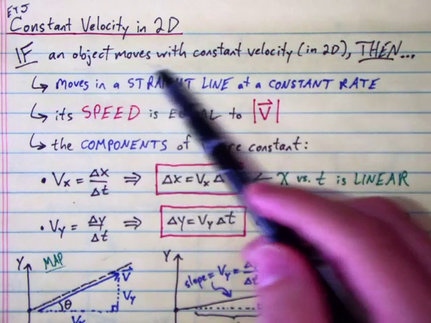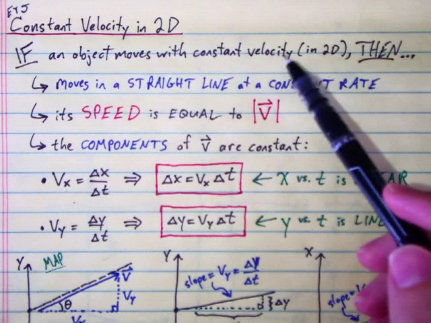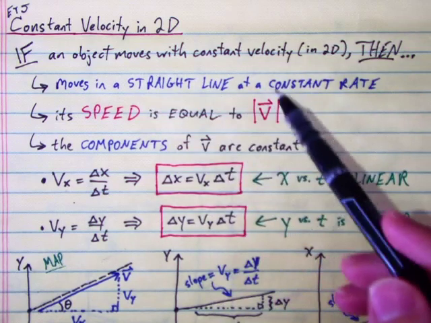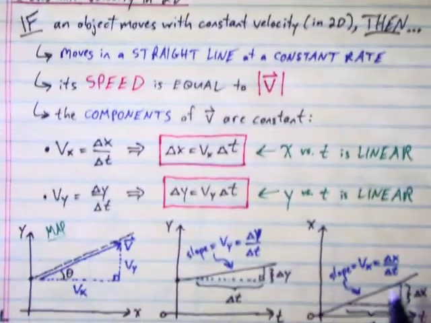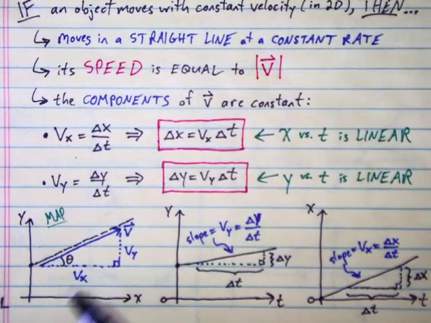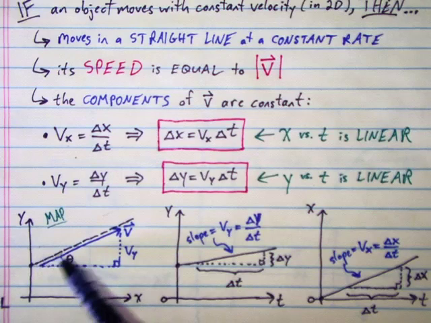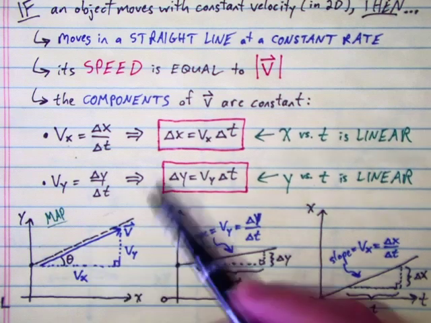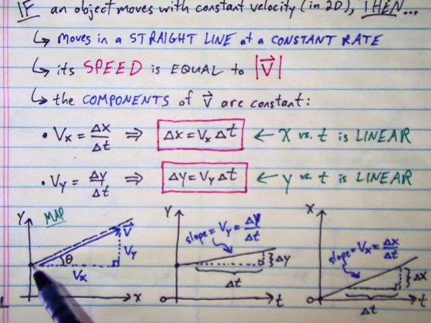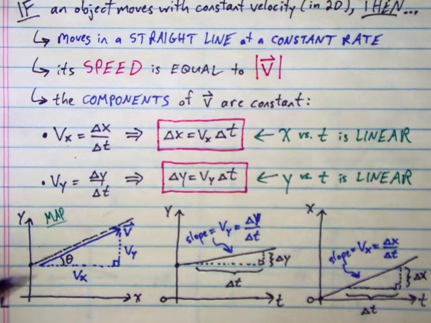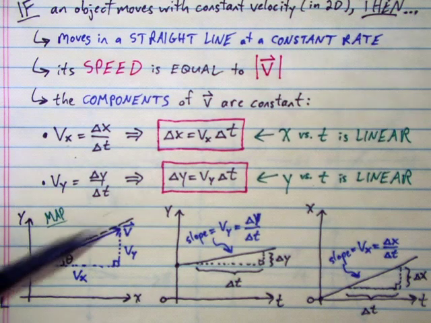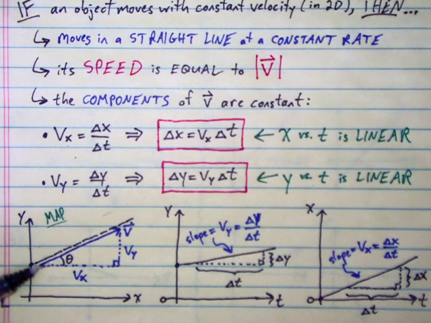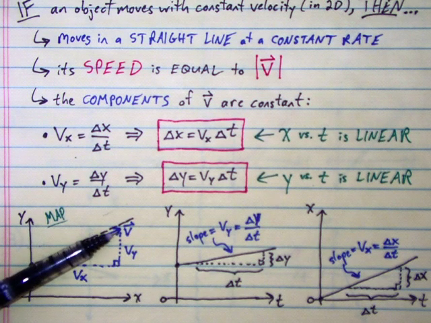If an object is moving with constant velocity, that means it's moving in a straight line at a constant rate. Its path through space would look like this straight dotted line on this graph of y versus x. This is a map of its path through space. Let's say it started right here at time t equals 0. So its displacement vector points in this direction, and therefore its velocity vector will be parallel to that displacement. It's pointing in that direction also.